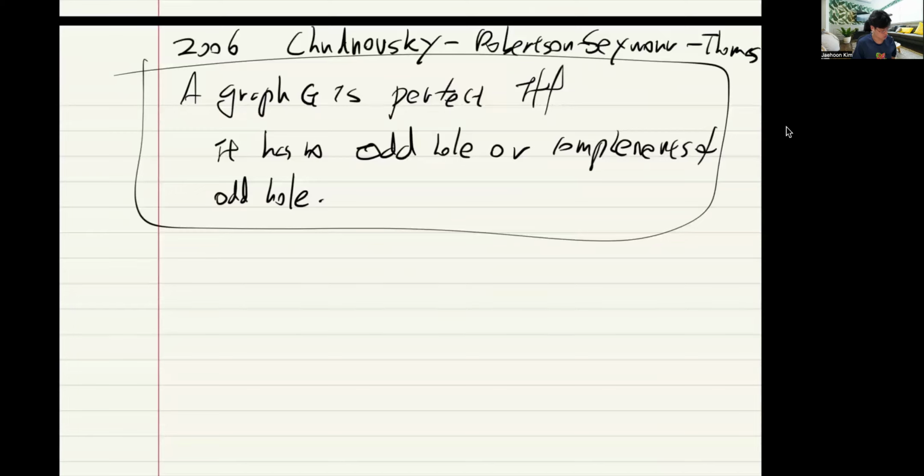Anyway, so that concludes the lecture about graph colorings. And from next time we will start a new topic on planar graphs.